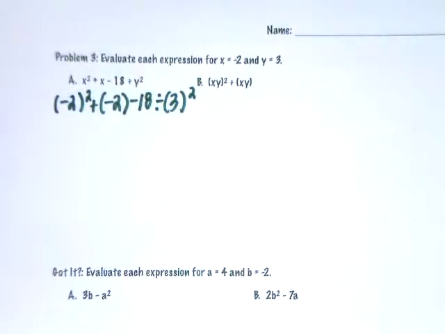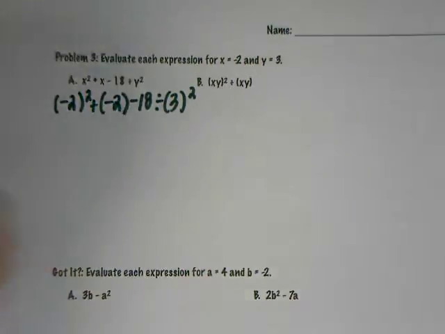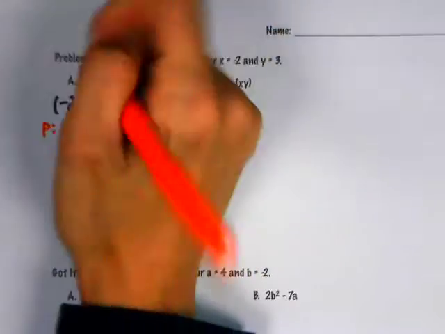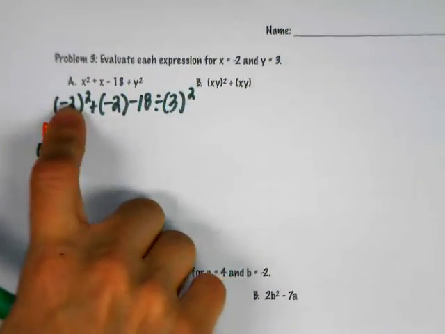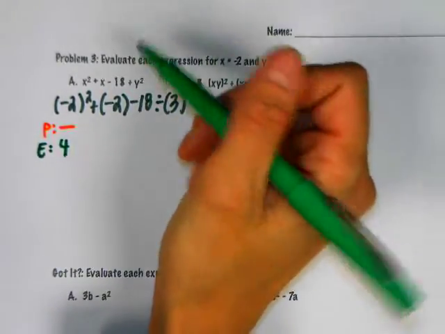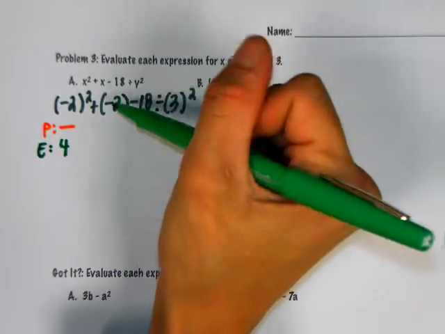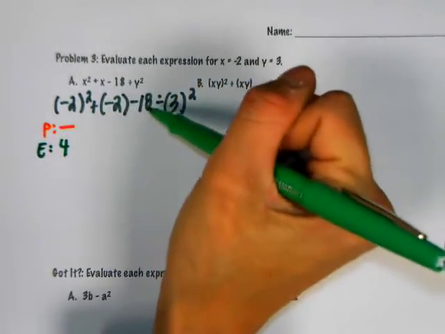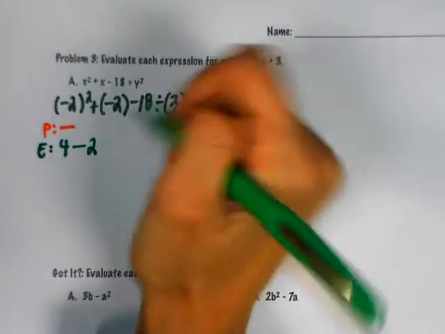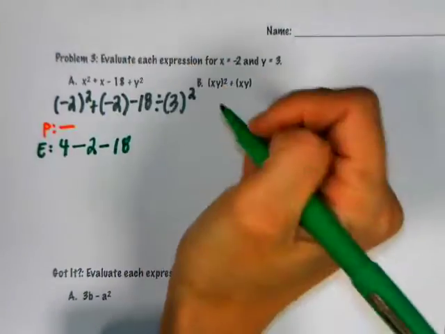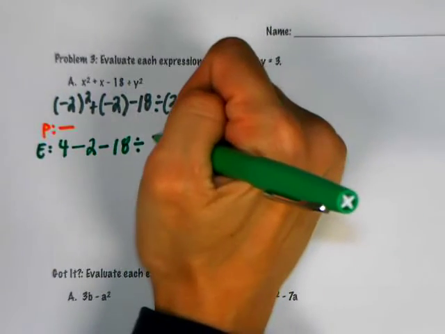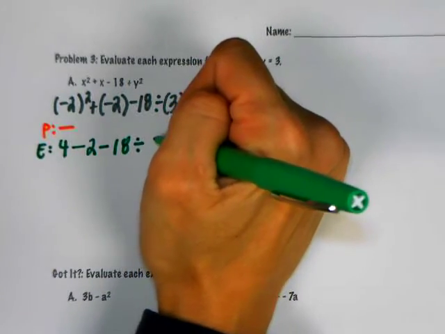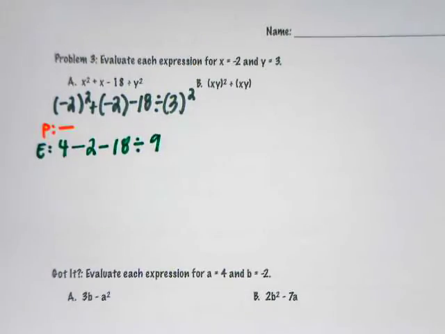So parentheses, we didn't have anything. That's our exponent step. So -2 with parentheses squared, we know is +4. This doesn't have an exponent right here, so if you want to keep it as a plus parentheses -2, you can. I'm just going to make it -2. -18 divided by, what's 3 squared? 9, yeah.